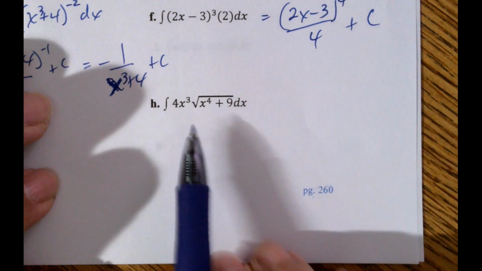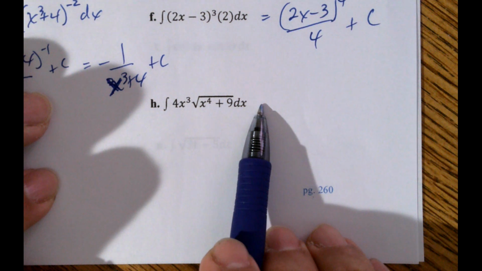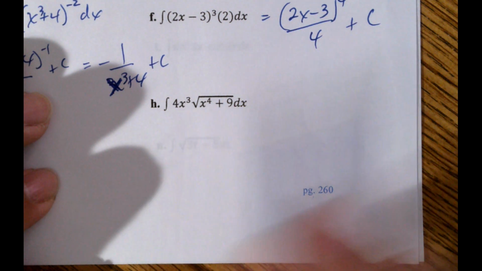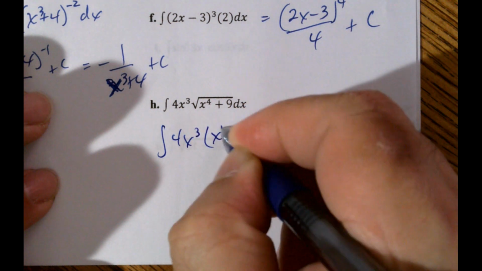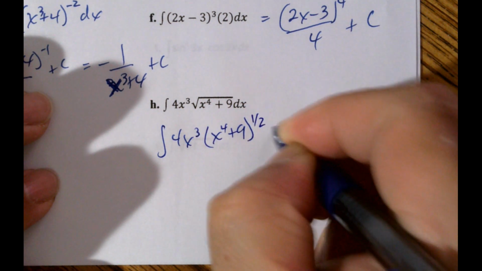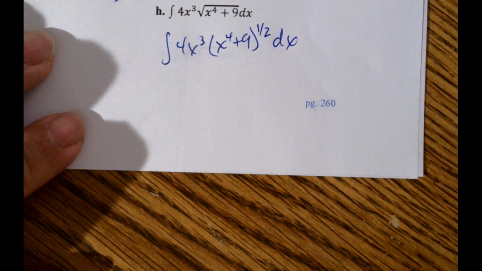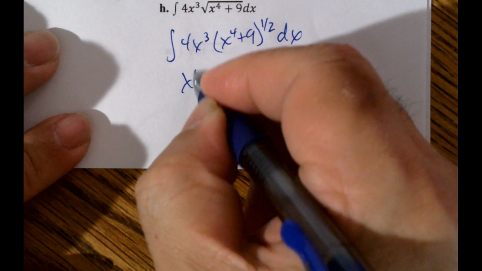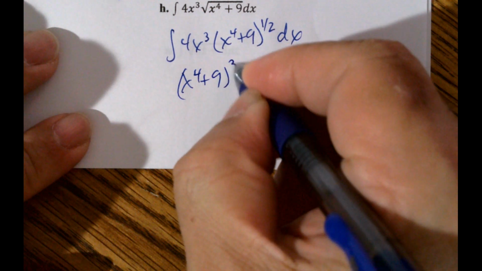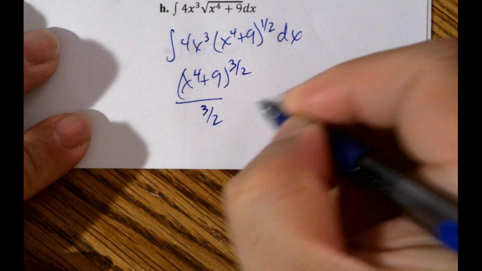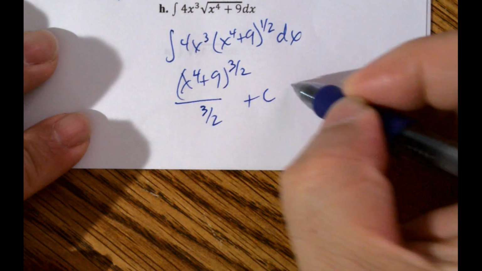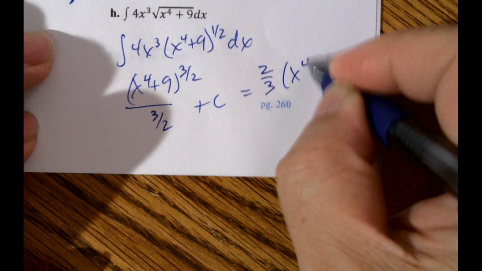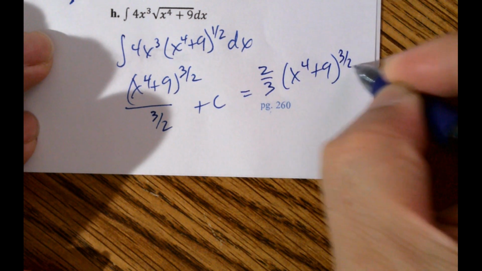H. Here, what's the derivative of x to the 4th plus 9? It's 4x cubed. All right, so that means I can do a rewrite of this real quick. So that's x to the 4 plus 9 to the 1/2 dx. Right now, use power rule on that. So that's going to be x to the 4 plus 9 to the 3/2 divided by 3/2 plus c. Remember that 4x cubed is absorbed. So rewrite that as 2/3 of x to the 4 plus 9 to the 3/2 plus c.